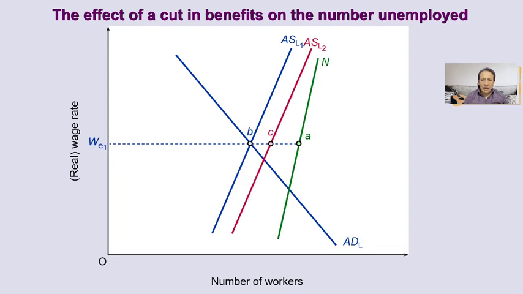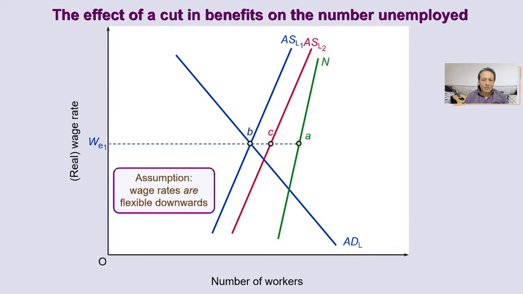So this is what happens when we cut the benefits in what is the number of unemployed. Now let's make an assumption that wages are actually flexible downwards. So I believe that if they're flexible downwards, we will have a movement here to a new equilibrium level. Aggregate supply has increased, and as a result of this cut in the benefits, we will have actual cuts in the wages.